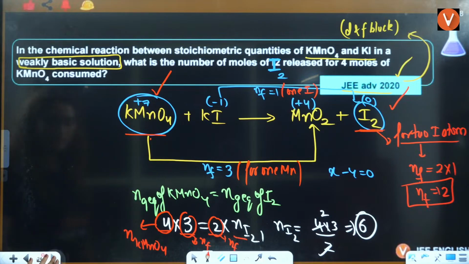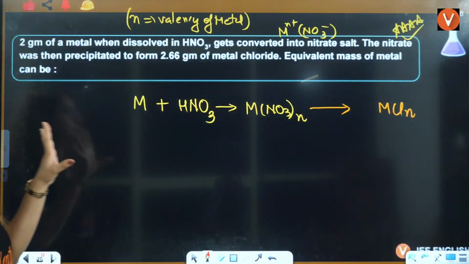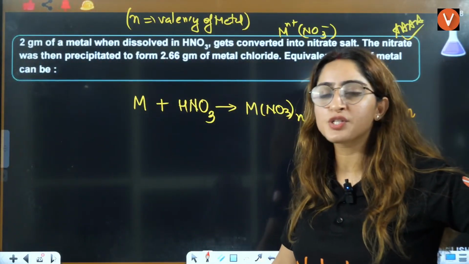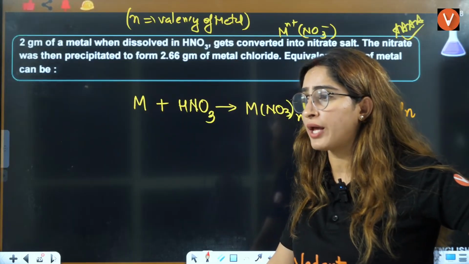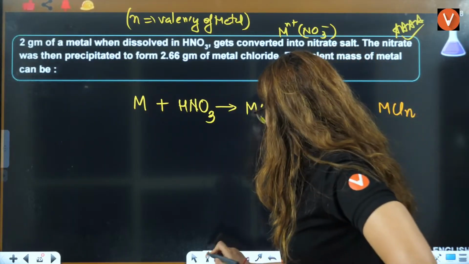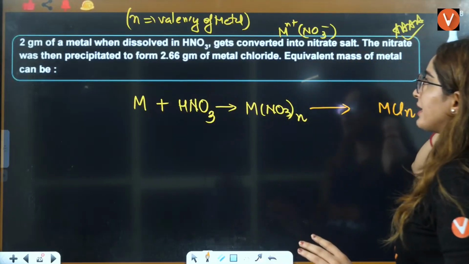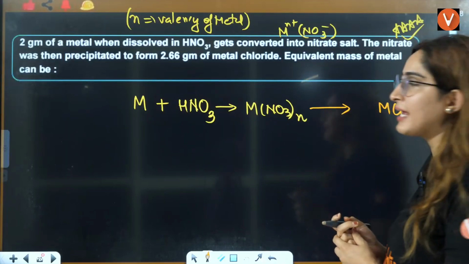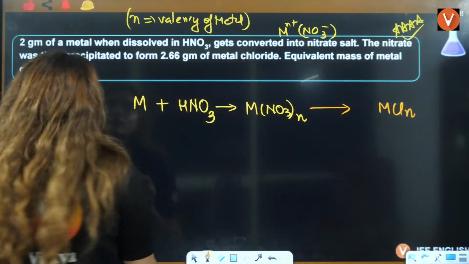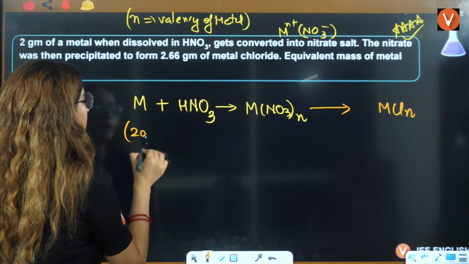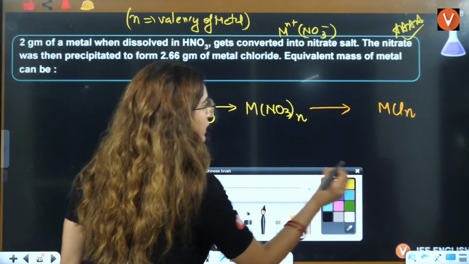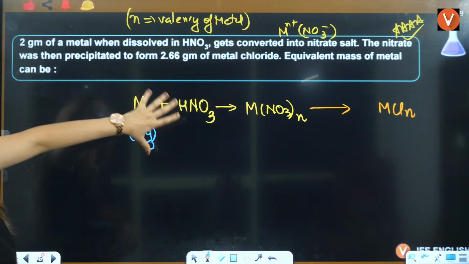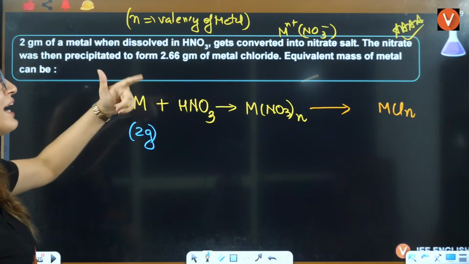Clear? Now, let's do this question, the last question of today. 2 gram of metal when dissolved in HNO3 gets converted to nitrate salt. They are saying there is some metal, and you take 2 gram of this metal. That is dissolved in HNO3 solution to get converted to nitrate salt.